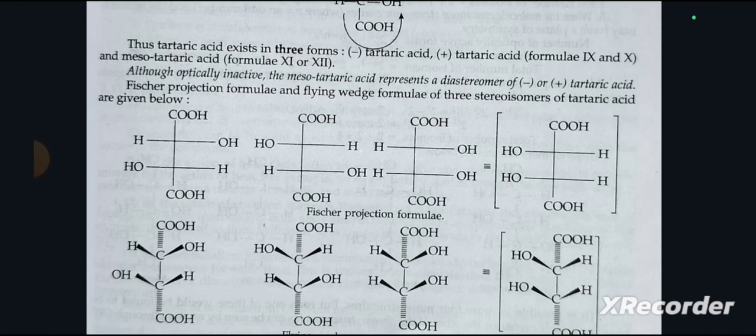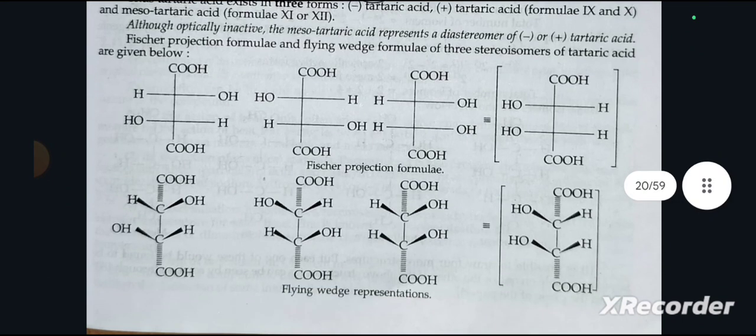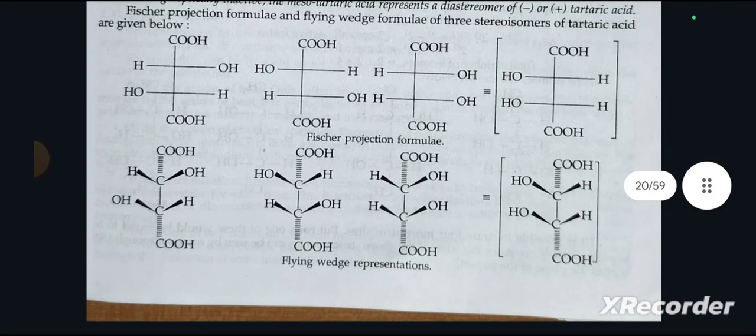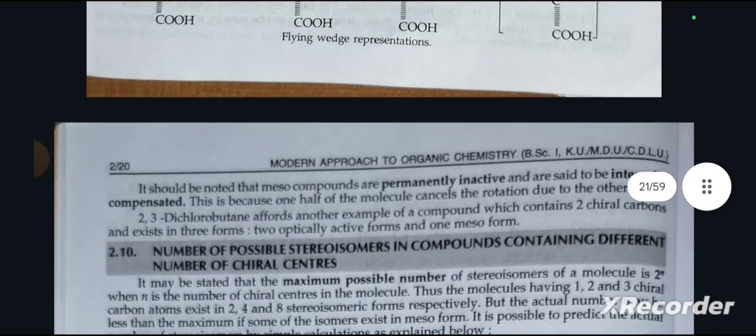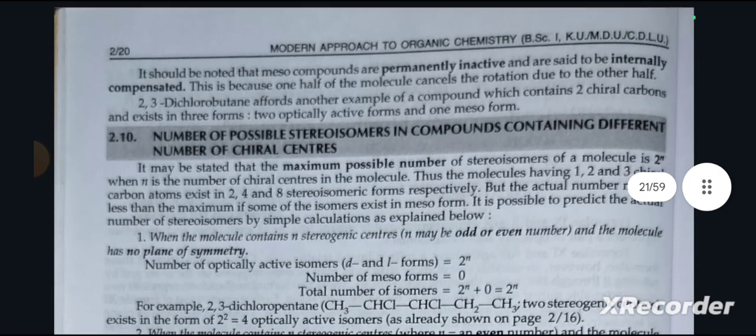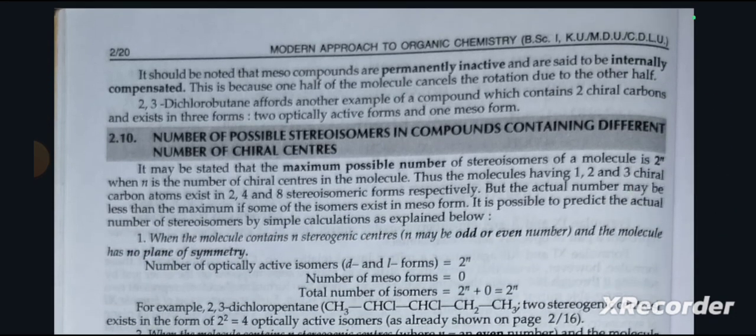Although optically inactive, meso-tartaric acid represents a diastereomer of minus or plus tartaric acid. Fischer projection formula and flying wedge formula of the three stereoisomers of tartaric acid are given below. Fischer projection formula, flying wedge formula, representation. It should be noted that meso compounds are permanently inactive and are said to be internally compensated. This is because one half of the molecule cancels the rotation due to the other half.